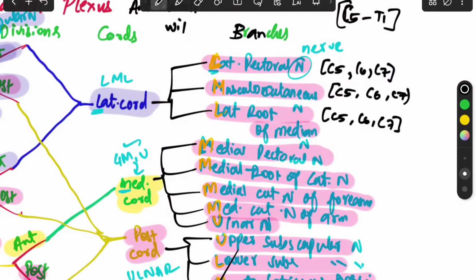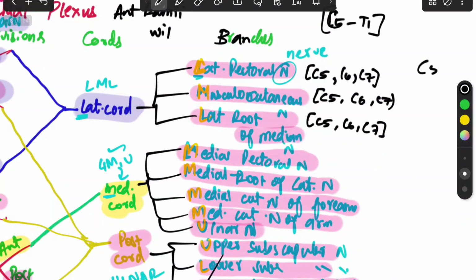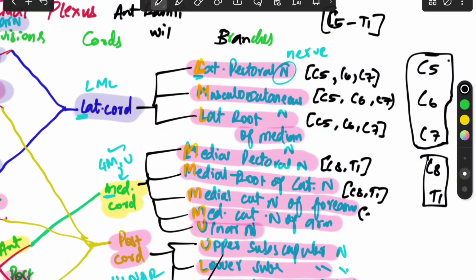Now to remember the medial cord, I will write the trick here. So C5, C6, C7, C8, and T1. I have written C5 to C7 for the lateral cord, right? So now for the medial cord, I am going to write the remaining two. So it is C8 and T1. This one also C8 and T1. This one also C8 and T1. This one too C8 and T1.